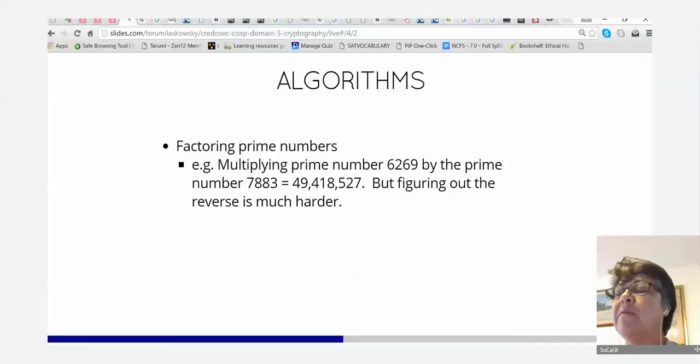So if they give you that product, 49,418,527, and say, hey, come up with two prime numbers that, when you multiply them by each other, give you this output, what do you think? Do you think it's really hard to do?